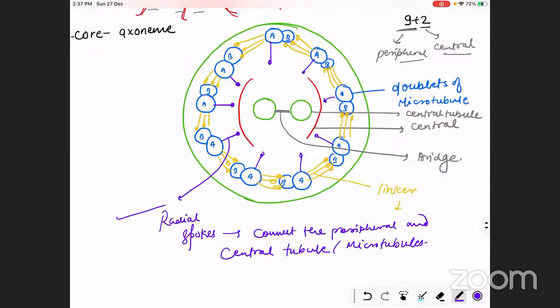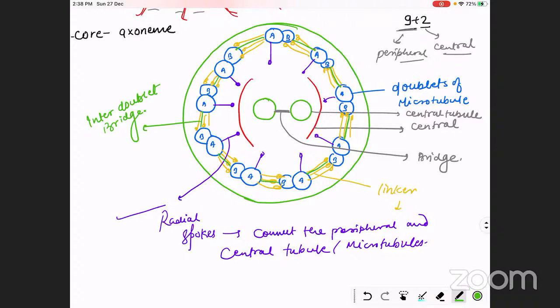Besides the linkers, we also have the interdoublet bridge. This is the interdoublet bridge. So this is the structure of cilia and flagella.